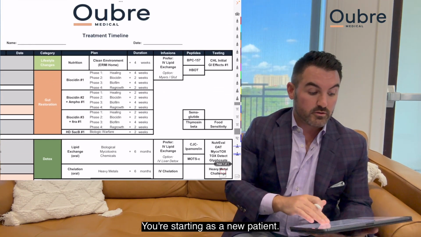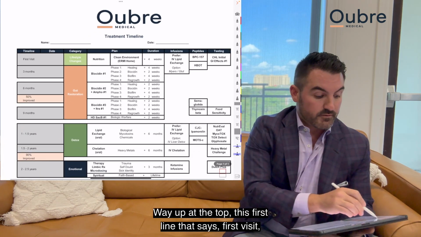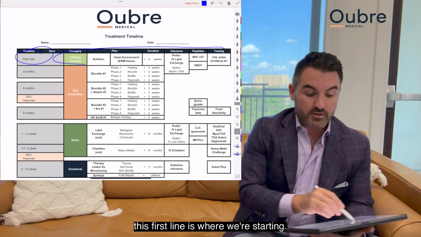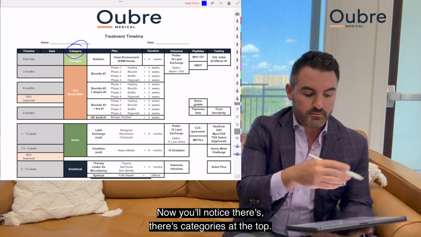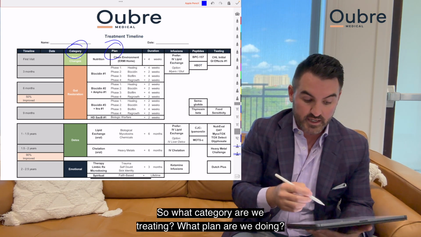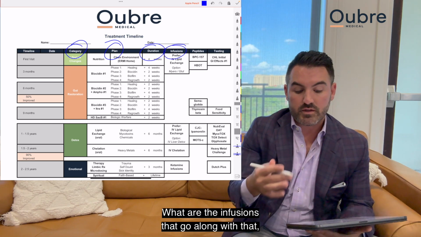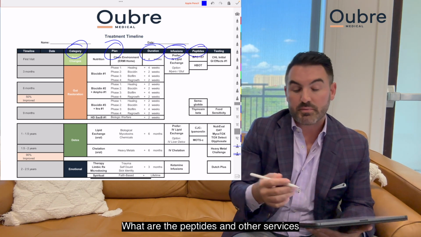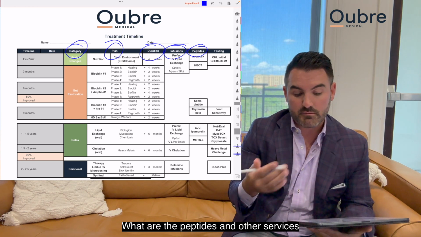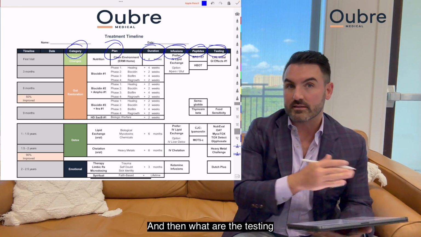You're starting as a new patient way up at the top. This first line that says first visit is where we're starting. Now you'll notice there's categories at the top. What category are we treating? What plan are we doing? How long is it going to take? What are the infusions that go along with that treatment and problem? What are the peptides and other services that might go along with that? And then what is the testing that correlates with that?